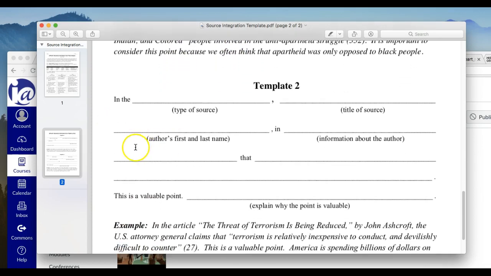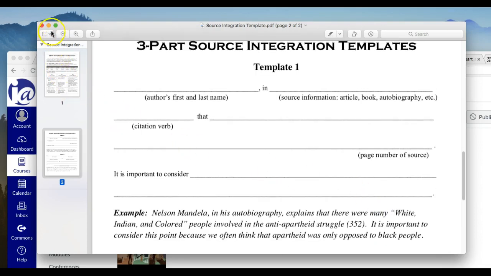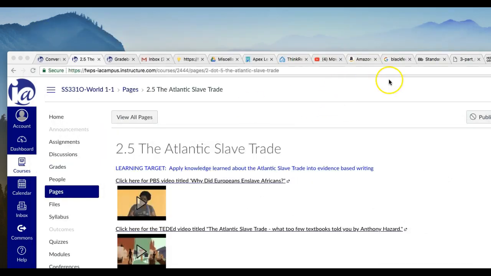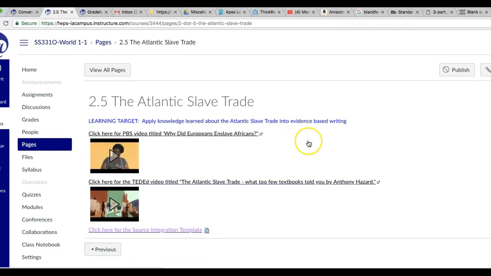It is very similar. They begin the explanation with this is a valuable point, and then you are talking about why those quotes help you, or are good examples of what it is that you learned about the Atlantic slave trade. Okay, so I'm going to minimize this, pull this back into view, and that is the end of the directions for the Atlantic slave trade.